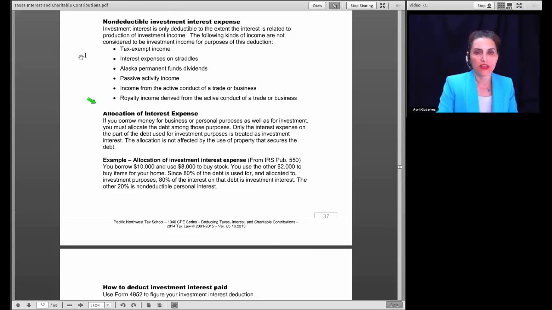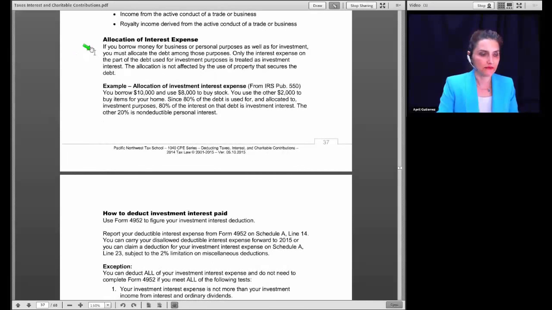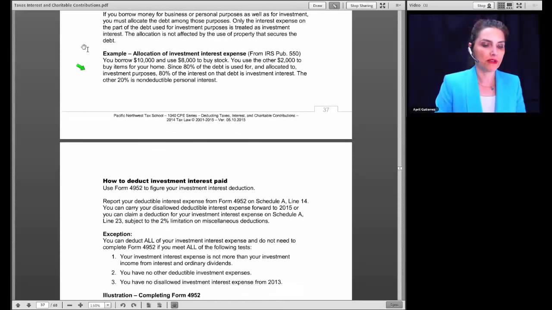You do need to allocate your investment interest expense. If you borrow money for business or personal purposes as well as investment, you must allocate the debt amongst these purposes. Only the investment expense on the part of the debt used for investment purposes is treated as investment interest, and the allocation is not affected by the use of the property that secures the debt.